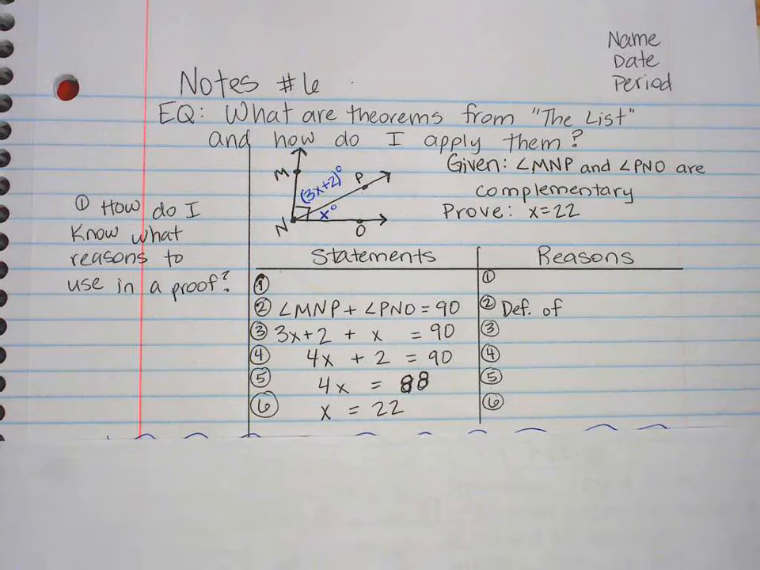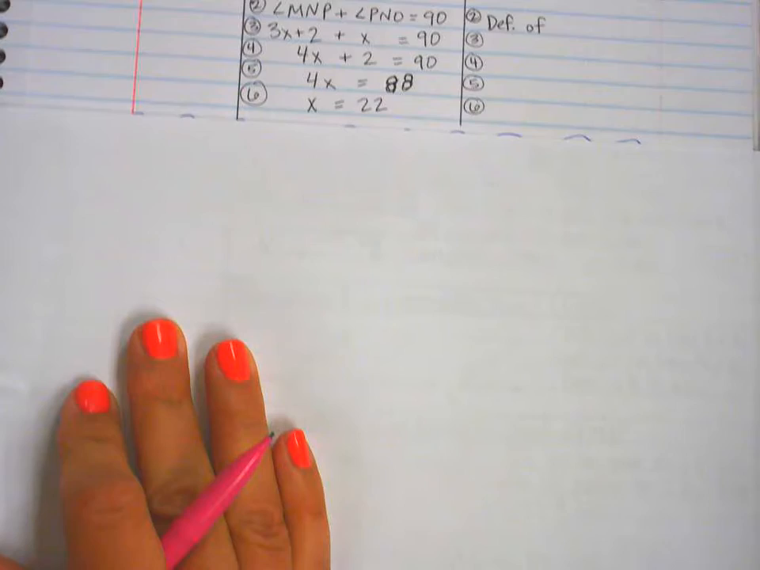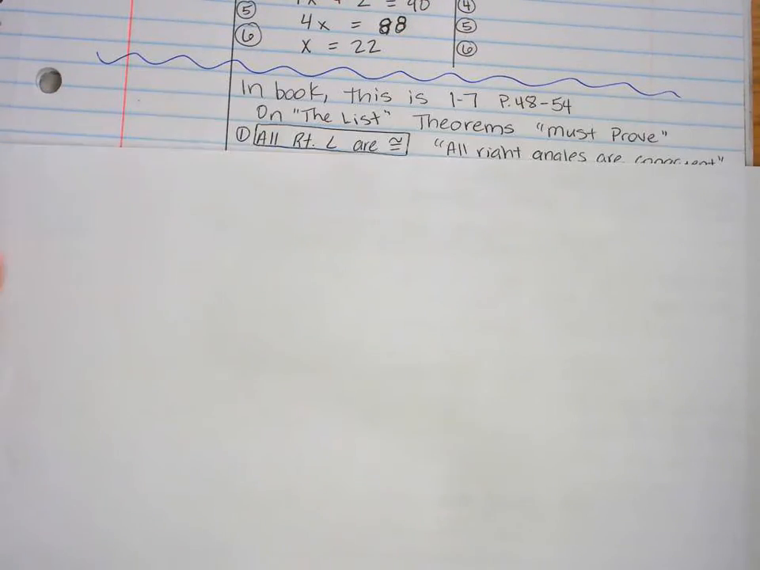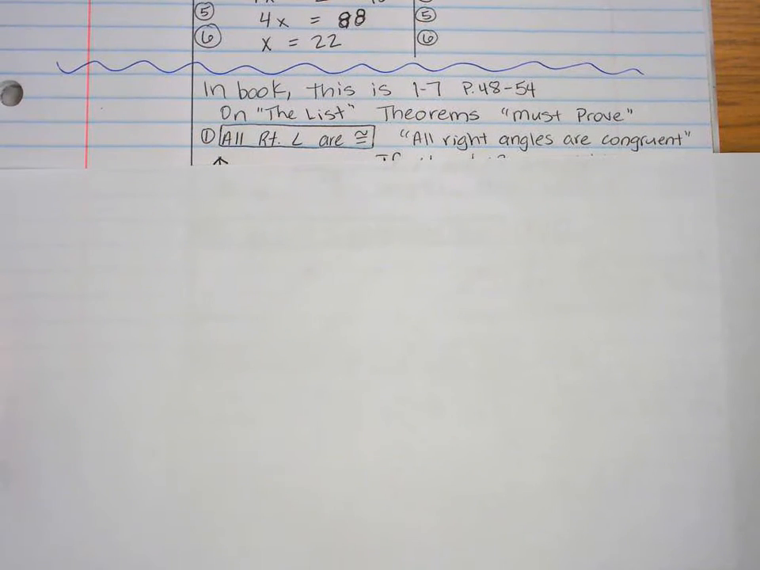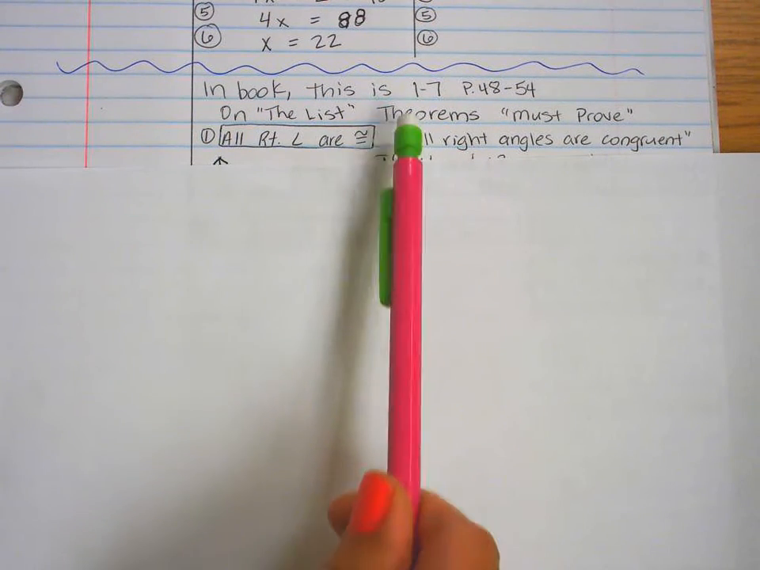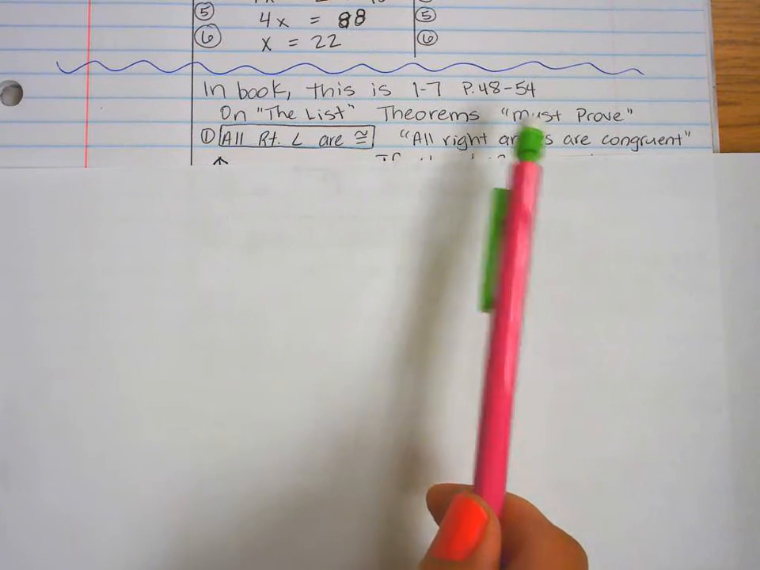And now we'll just start with the notes though. Pause if you needed to copy that. Here are the notes. Okay, so in the book, these are also there. This is section 1-7, so you can look up the pages and look at the theorems in there.